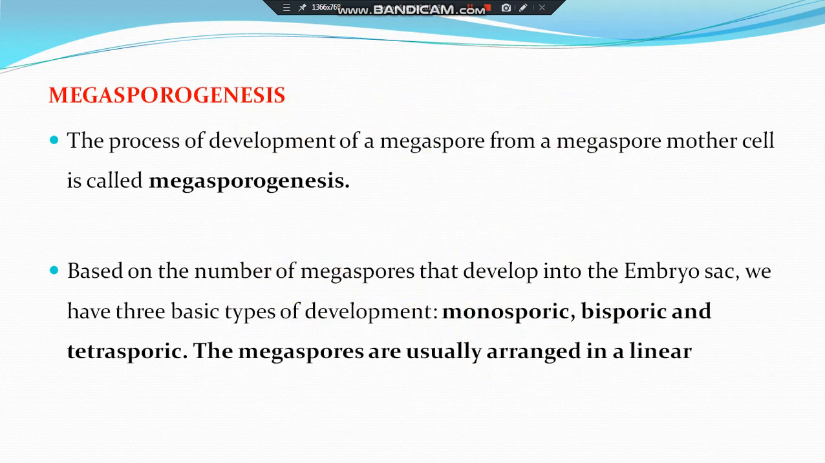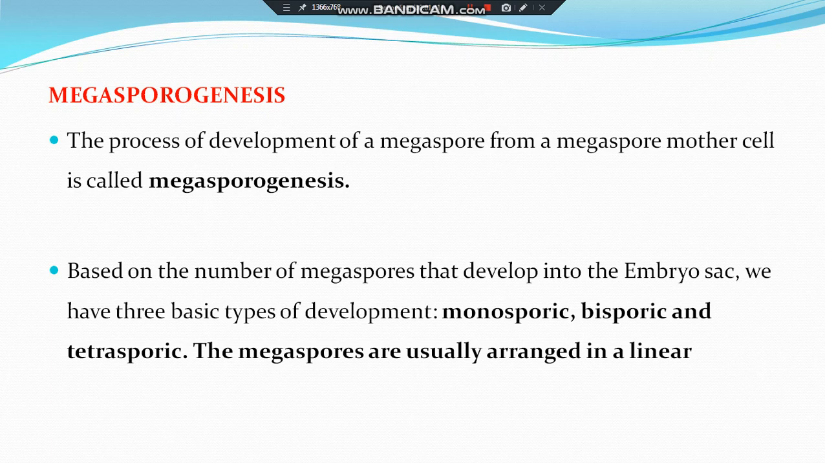Let's now discuss the topic known as megasporogenesis. Megasporogenesis, example for embryo sac. The process of development of megaspore from a megaspore mother cell is called megasporogenesis. Based on the number of megaspores that develop into embryo sac, we have three basic types of development.